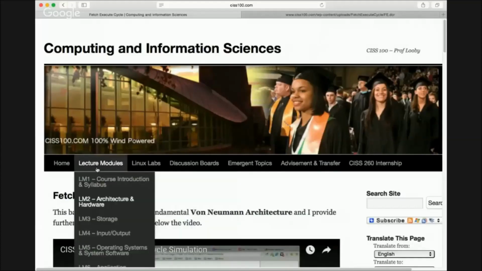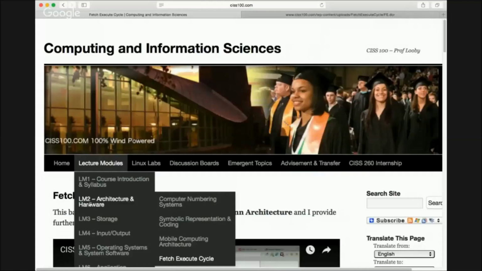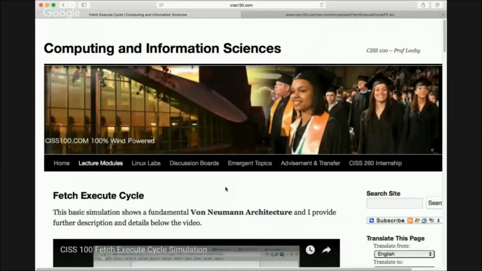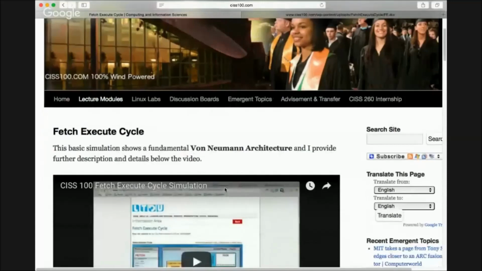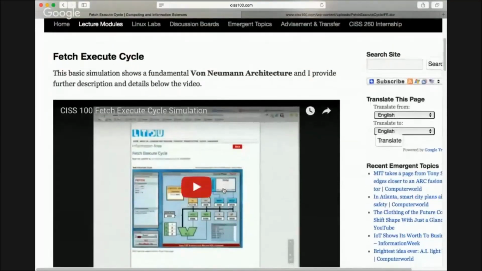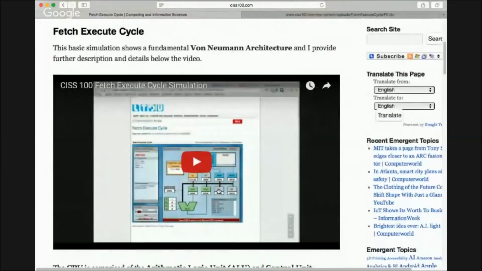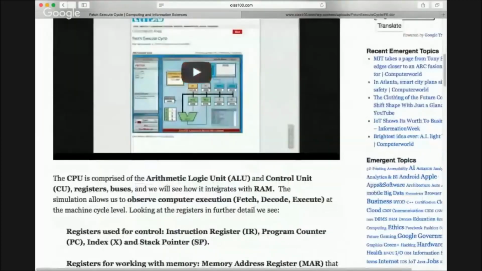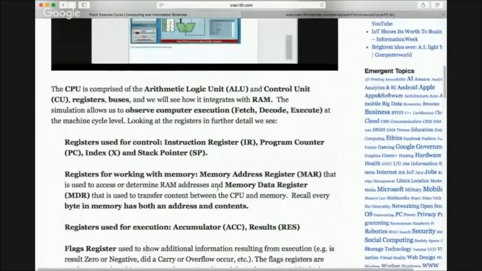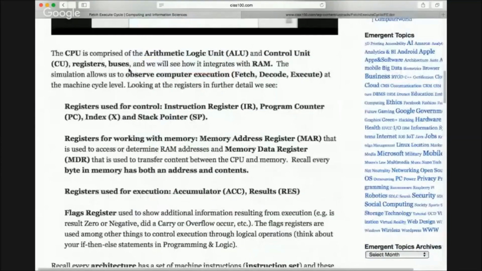Where we are, by the way, is if I look at lecture modules, LM2 architecture and hardware, it is located here in the submenu. So here we are, and I'll scroll down. This is the recording from last semester, and I am recording today, so I'll put up the new recording sometime today or later. So let's review.